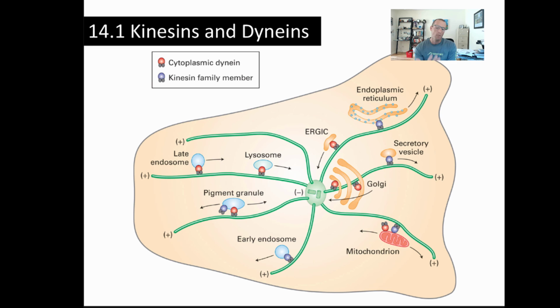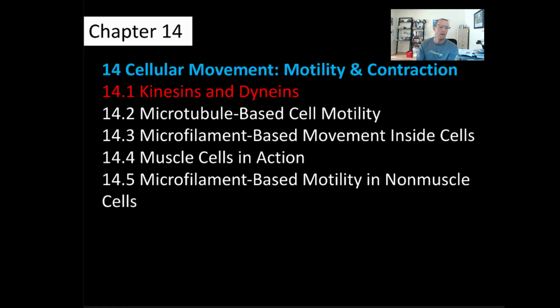So most structures, most organelles in the cells have at least one motor protein associated with them, so that they can be moved if they need to be moved. But there are many different types of associations, and some of those associations are very cell type specific. So obviously we can't get into all of them. We're just talking about generalizations here. Okay, so we'll wrap it up there for kinesins and dyneins, and we'll come back in a moment to look at mechanisms of microtubule-based cell motility.